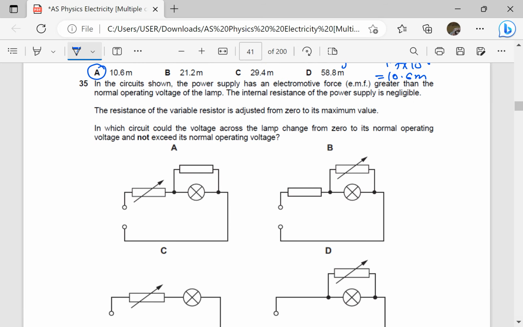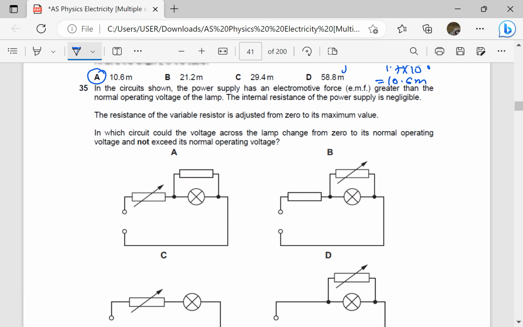Okay, so we're here. In the circuits shown, the power supply has an e.m.f. greater than the normal operating voltage of the lamp. The internal resistance of the power supply is negligible. The resistance of the variable resistor is adjusted from 0 to maximum value. In which circuit could the voltage across the lamp change from 0 to the normal operating voltage and not exceed its normal operating voltage?